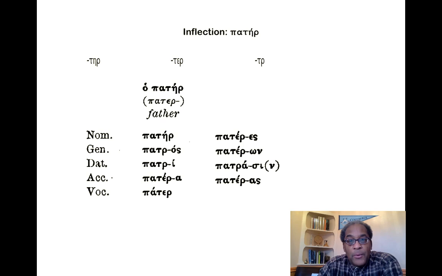Pater, patros, patri, patera, and then the vocative, o pater. And then the plural: pateres, pateron, patrasi, pateras. Okay? So thugater and mater will decline the same way. And you note in the dative plural, patrasi, that with the weakest form of the stem, you add the alpha before the sigma in order to make it pronounceable.